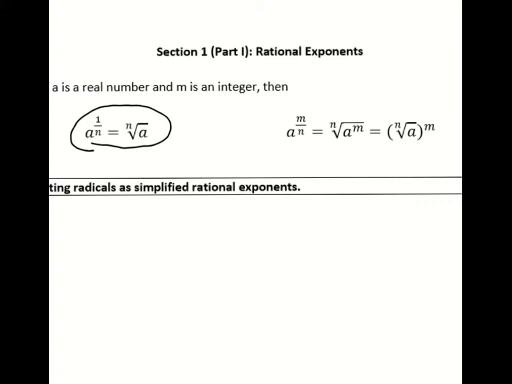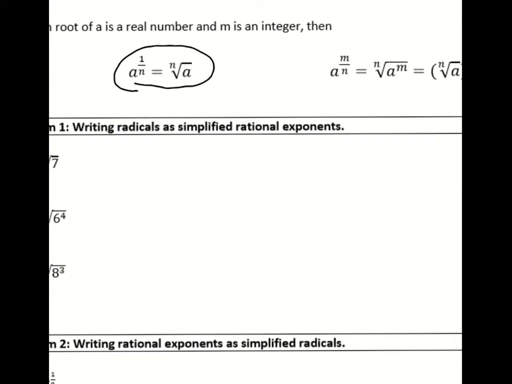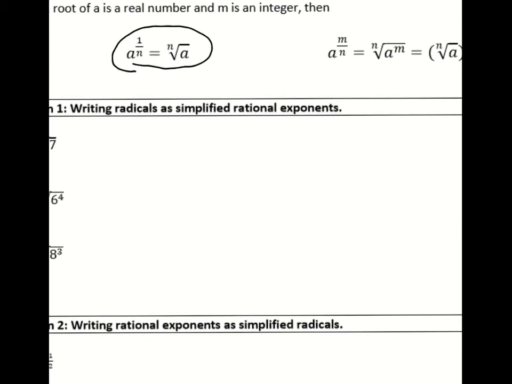To reverse that process, we would just need to take the radical, make the index, or what type of root we have, the denominator, and the exponent on the inside, a fraction. So let's take a look at a couple different examples. So in problem 1, we're going to rewrite our radicals as simplified exponents.